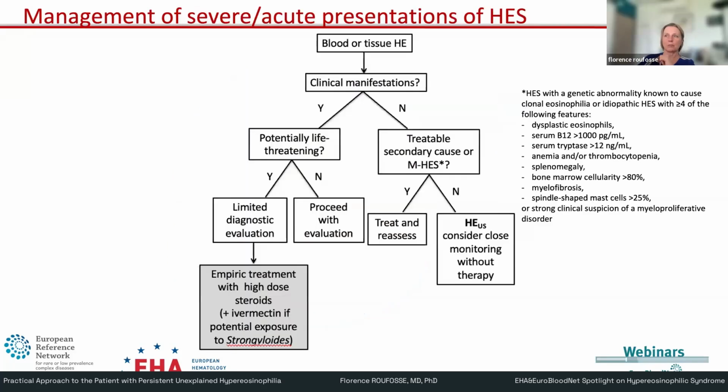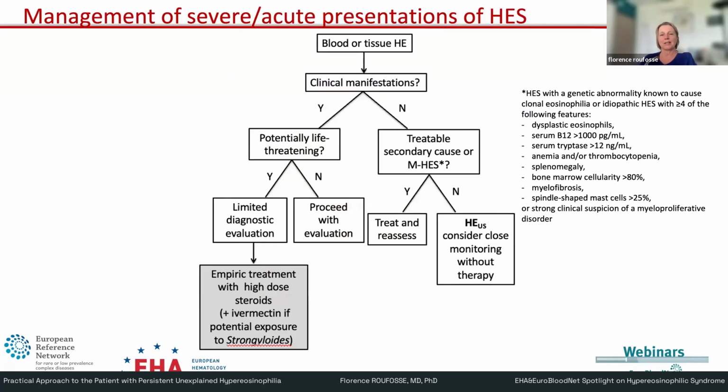So now let's discuss therapy. How do you manage the most severe and acute presentations? I'd just like to get this slide over with because I think it's important that you be aware that sometimes patients come into the emergency department with acute heart failure because they've had hypereosinophilia, which has been neglected.